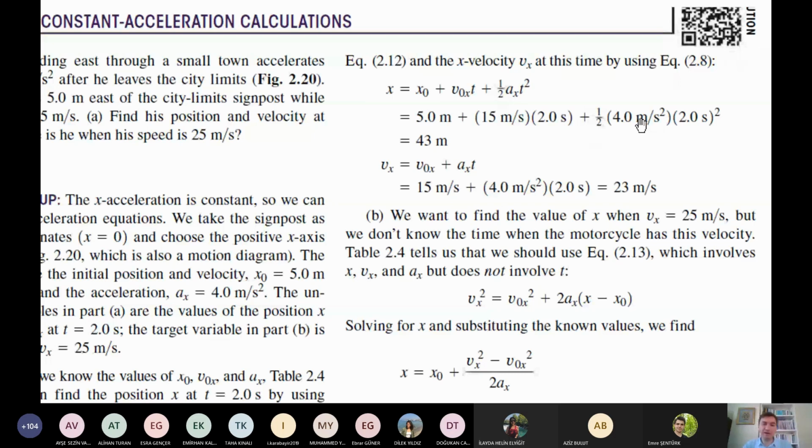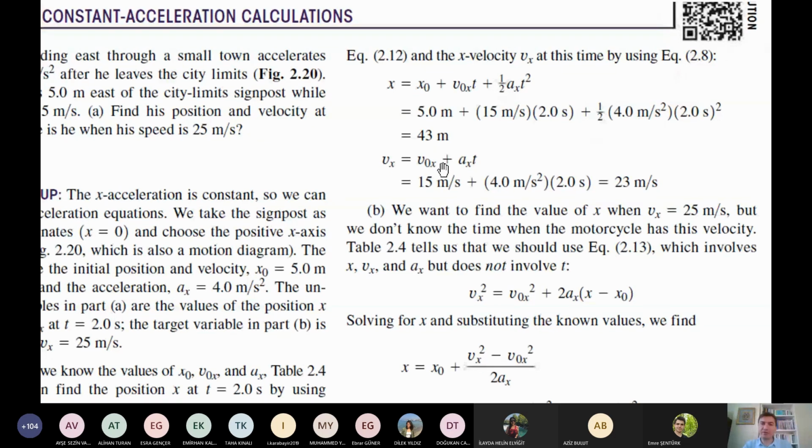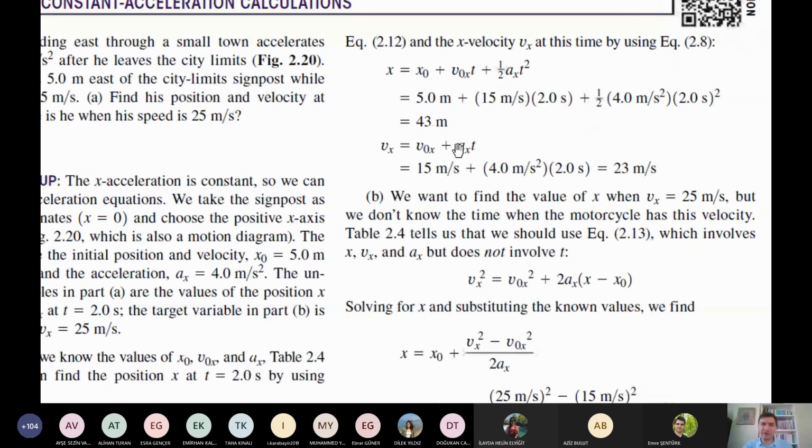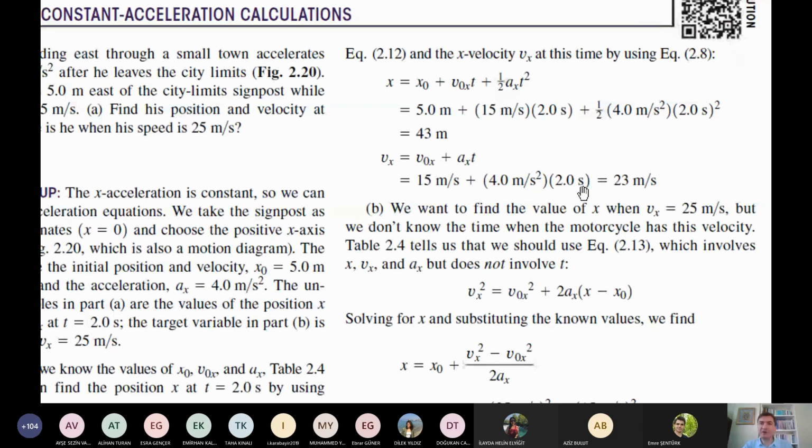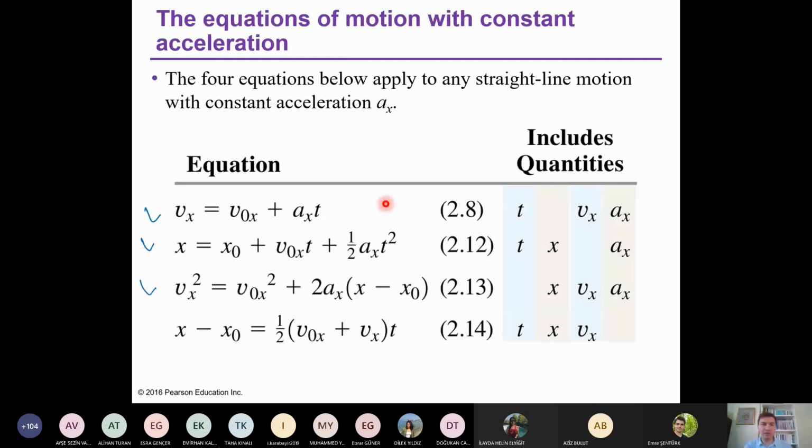Then what is the velocity when the time is 2 seconds? You can use this equation. This is 2.8. Vx is equal to v0x plus ax times t. What is the initial velocity? 15 meters per second. It is given. And then the acceleration is given, 4 meters per square second. And time is given, 2 seconds. Then Vx is 23 meters per second when the time is 2 seconds. Okay, so just by using the equations here, you can easily answer the question.